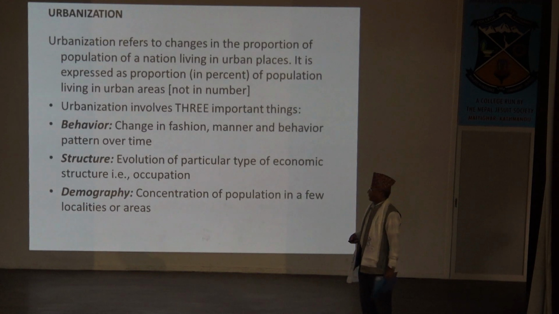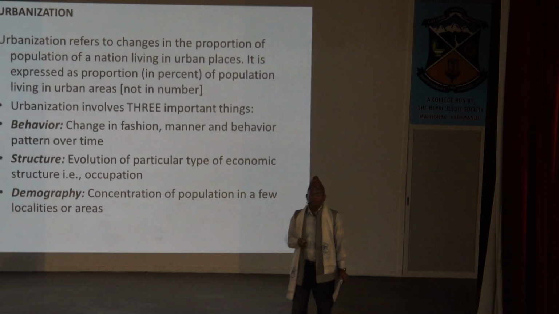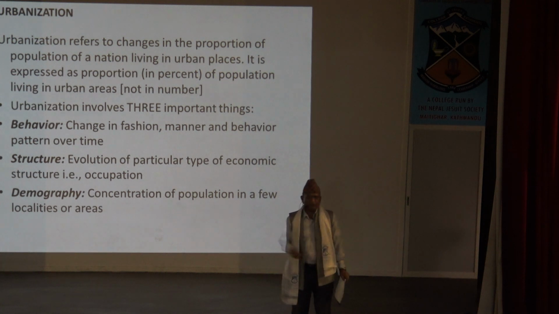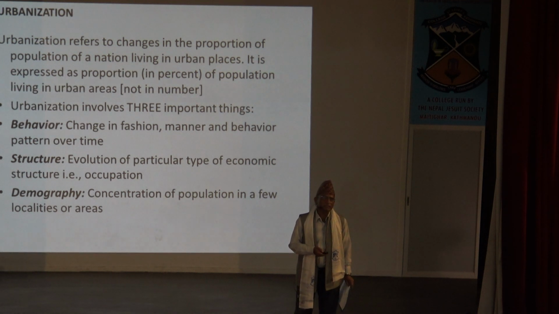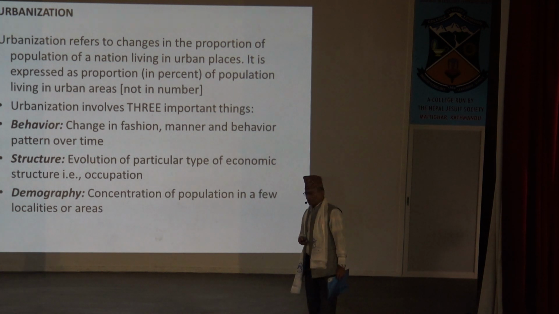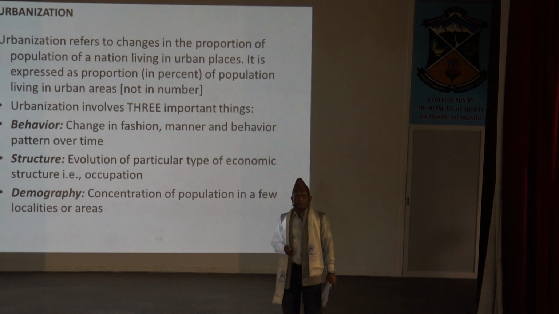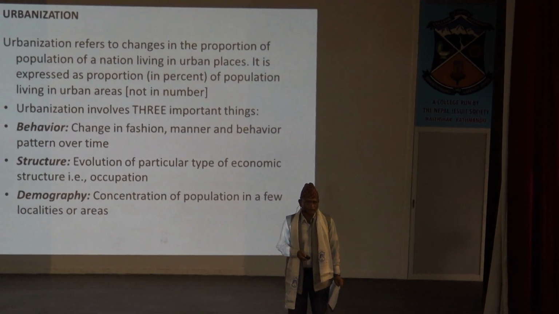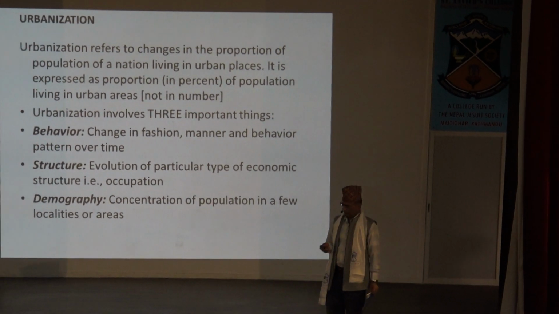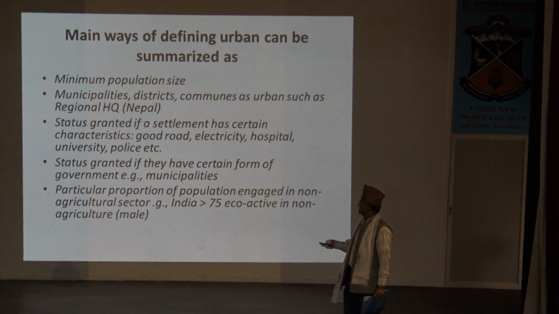Now, the other way to define urban is by what percentage of the population in a given territory lives in defined urban areas. That indicates the percentage of urbanization. Basically, when we talk about urbanization, there are 3 components we need to consider.